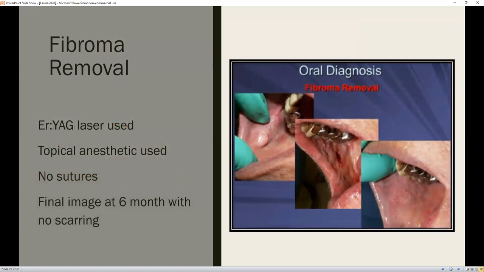You can remove fibromas. This is using an Er:YAG laser. Okay, a topical anesthetic is used. There weren't any sutures because it cauterizes. And the final picture was 6 months post-op. No scarring. Pretty impressive, huh?